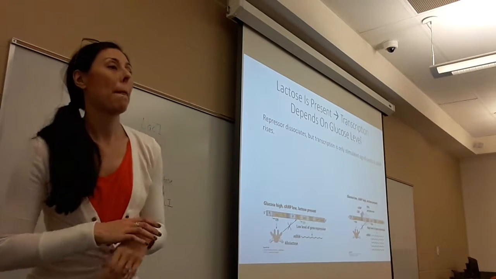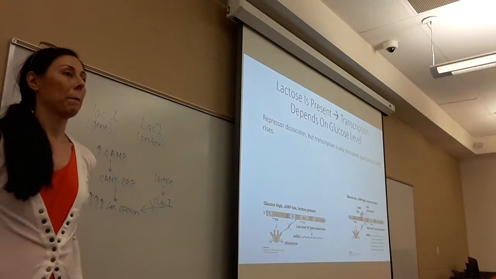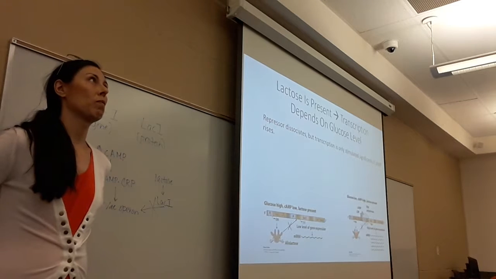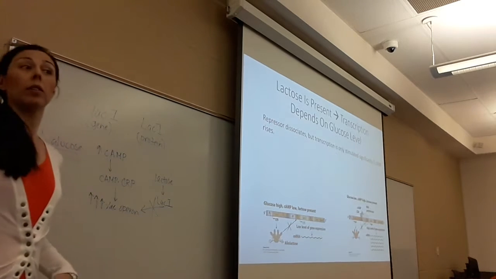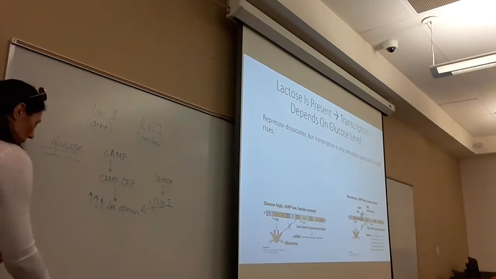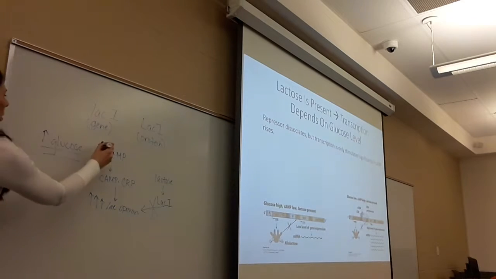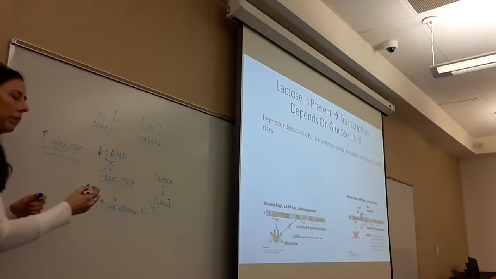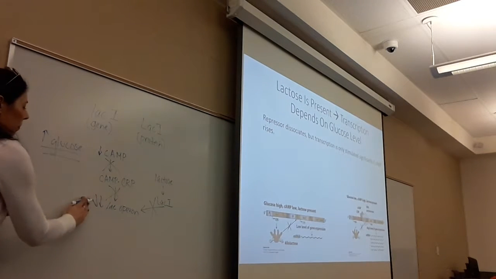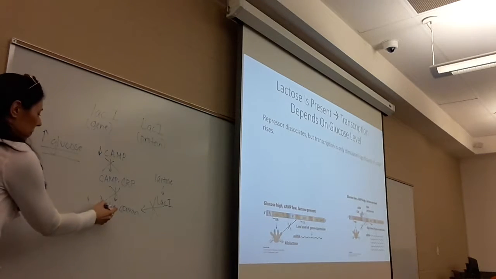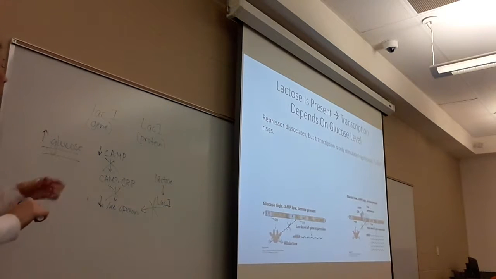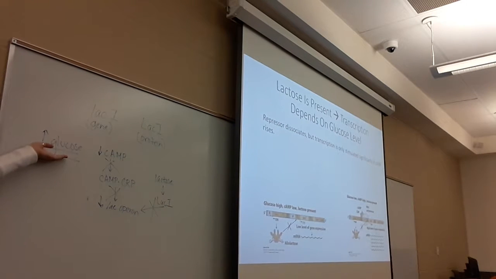So the order of importance for that is going to be lactose, cyclic AMP, and glucose doesn't really matter, because it's going to be inversely proportional to cyclic AMP. So if we have high glucose, this will be low. High glucose, low cyclic AMP, so we have low expression. That's this case right here. So the levels of cyclic AMP are inversely proportional to the levels of glucose.